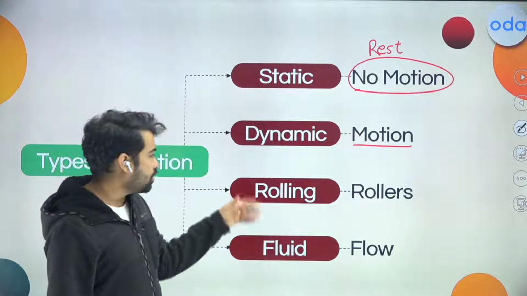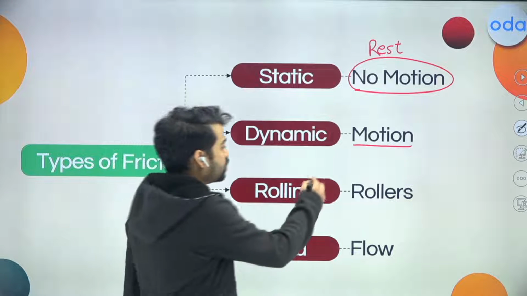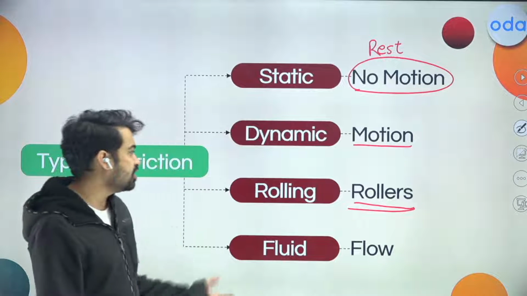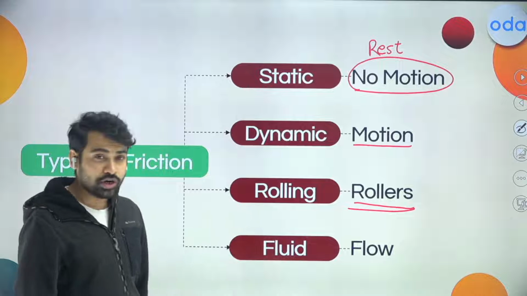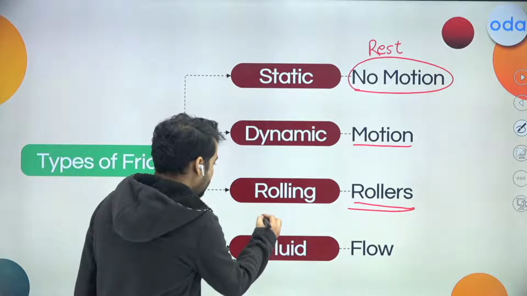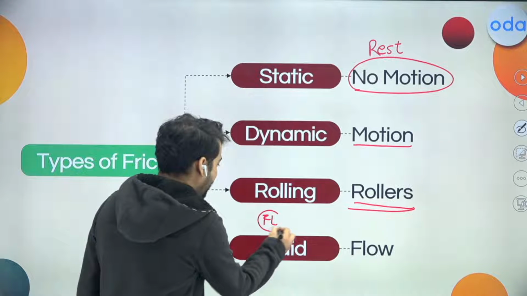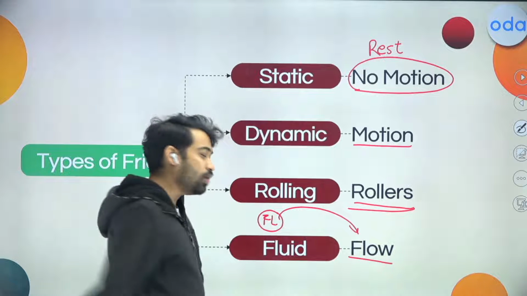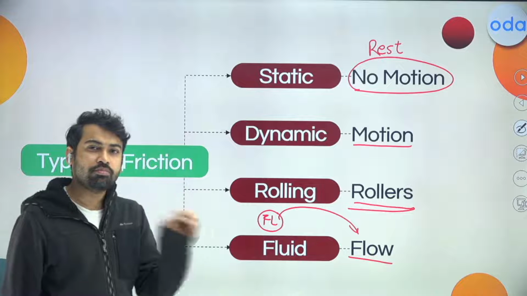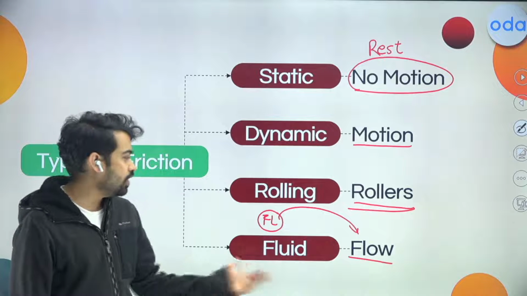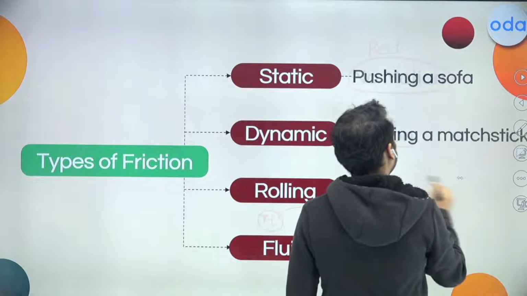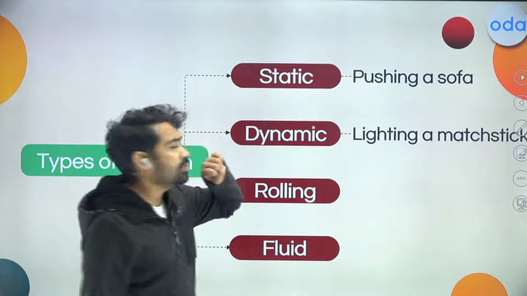All right, talking about these two, rolling friction, quite easy to see that there will be rollers involved. We'll talk more about this in the upcoming slides. And fluid, the term fluid, we just want to take F and L out of fluid, and that comes in flow. So anything that can flow becomes fluid. Anything. We'll again talk a little more about this. In fact, let me take you there and let me talk about the first two types of friction.